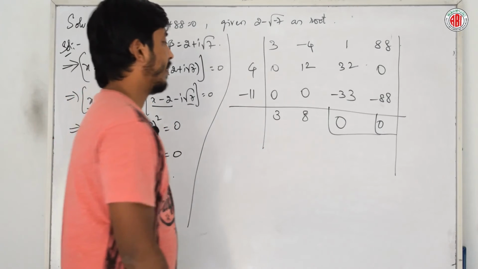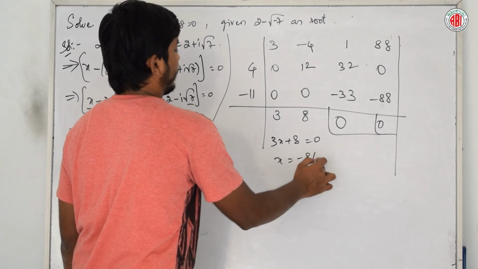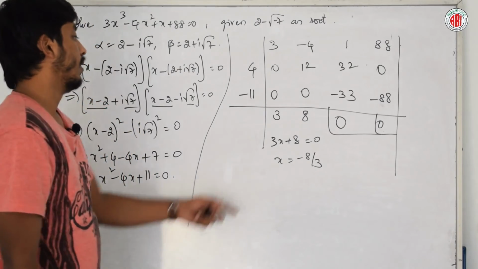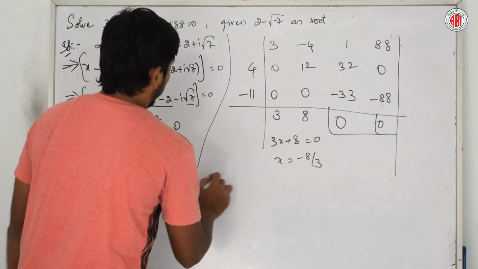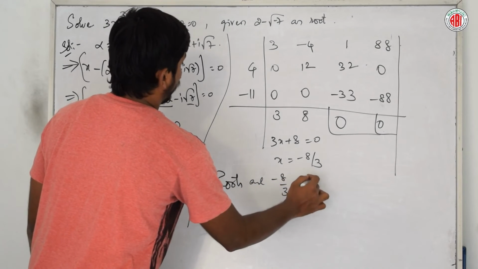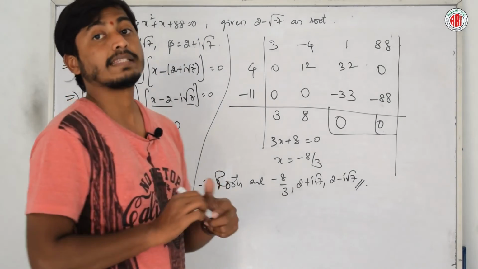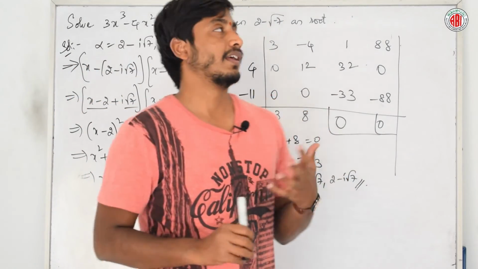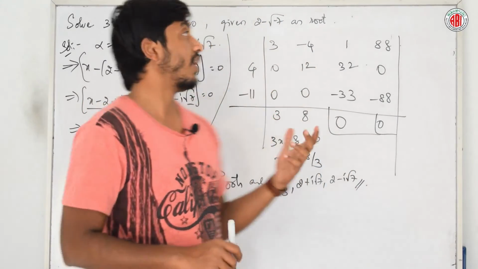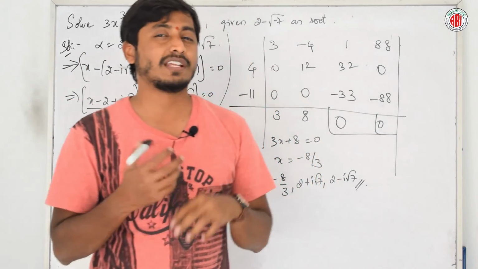Okay. Now what will be my equation? 3x plus 8 is equal to 0. Obviously x is minus 8 by 3. Is it not simple? Fine. Now see here. What are the roots now? Therefore, roots are minus 8 by 3, 2 plus i root 7, 2 minus i root 7. Is it clear? Did you understand? Fine. These are the basic questions when one root is given, so that we can solve a cubic polynomial and more than that.